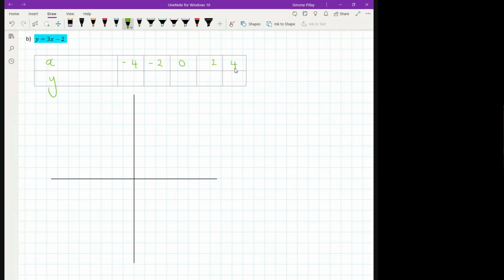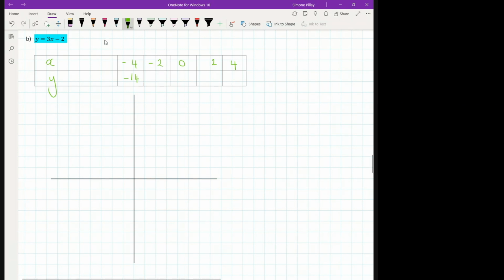Okay, so now I've chosen a different interval. When my x is -4, it's going to be 3 times -4, which is going to give me -12. -12 minus 2 gives us what? Ma'am, can you please repeat? Okay, so remember we're substituting in -4. So 3 times -4 is -12 minus 2. -12 minus 2 gives me what? -14. Okay.